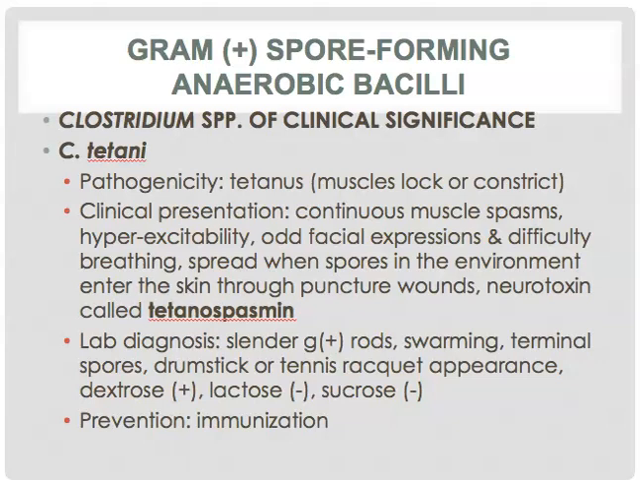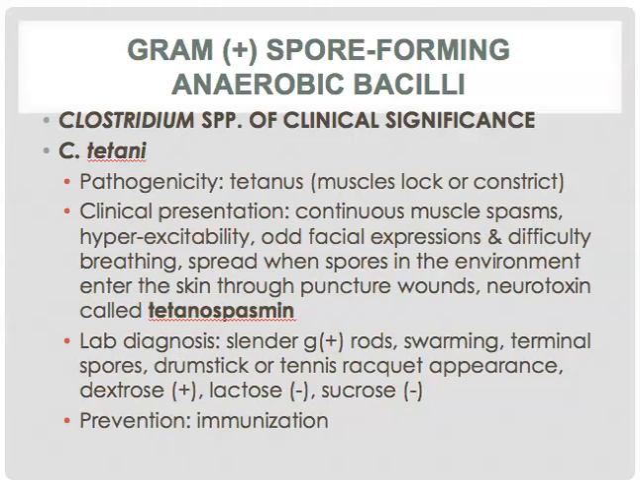Okay, Clostridium tetani. This one causes tetanus, where the muscles lock or constrict. So clinical presentation in this, you would have patients that show continuous muscle spasms, hyperexcitability, odd facial expressions, difficulty breathing. This one is spread when spores in the environment enter the skin through puncture wounds, and it produces a neurotoxin called tetanospasmin.